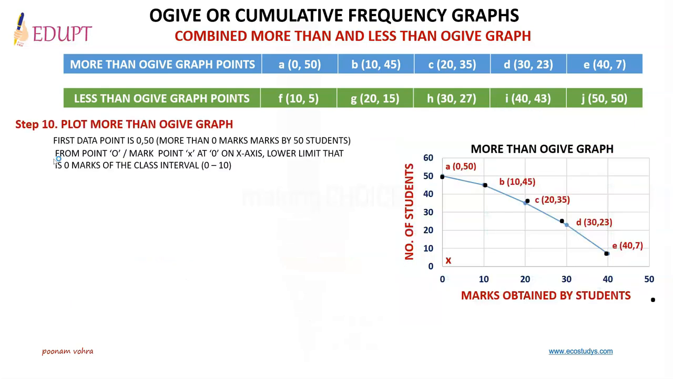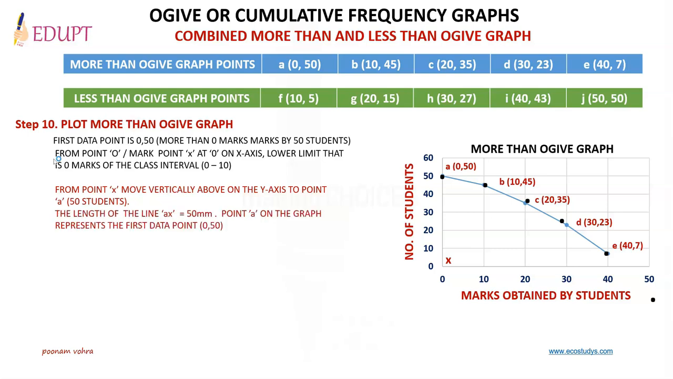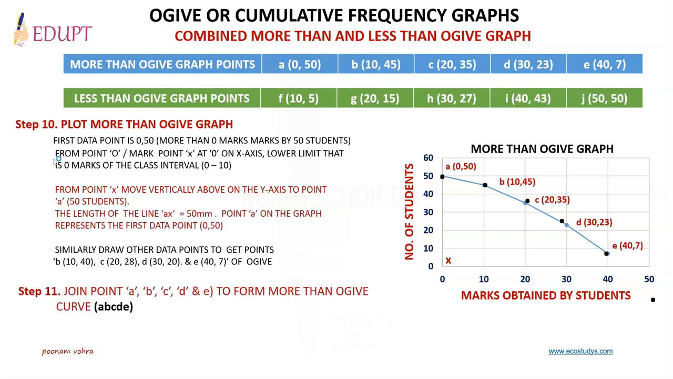Then you need to plot the graph, coordinate the points, as given here. Point A represents 0 of x and 50 of y. Point B represents 10 of x and 45 of y. Point C represents 20 of x and 35 of y. Point D represents 30 of x and 23 of y. Point E represents 40 of x and 7 of y. By joining all these points, that is A, B, C, D, and E, one gets more than Ogive curve, which is downward sloping.